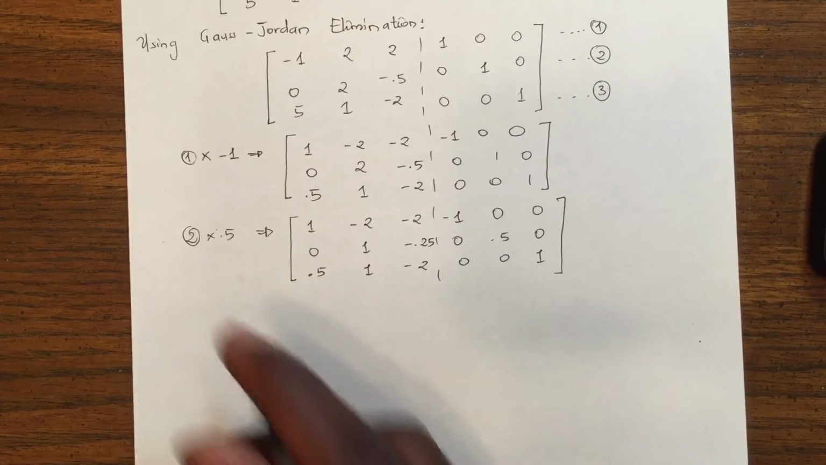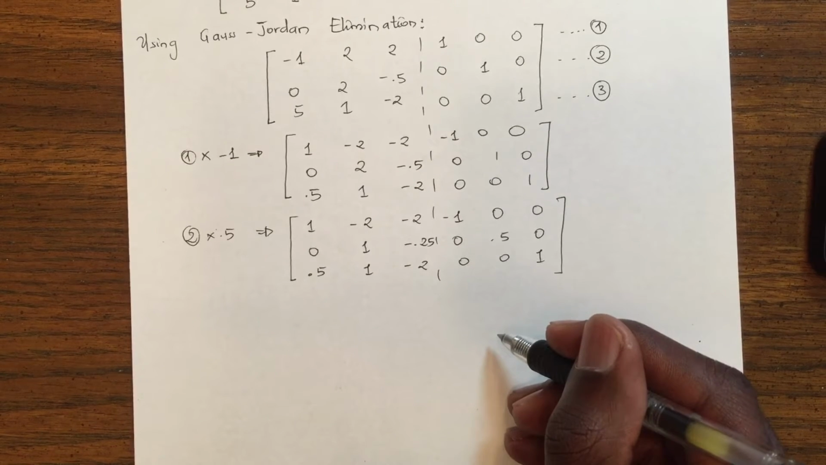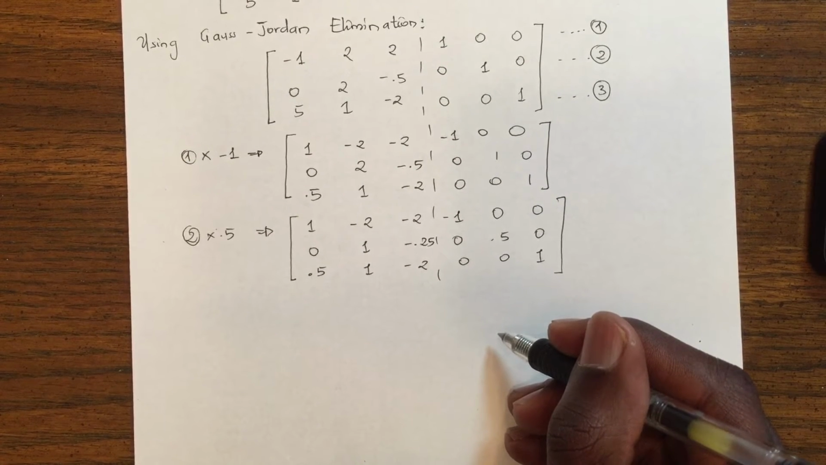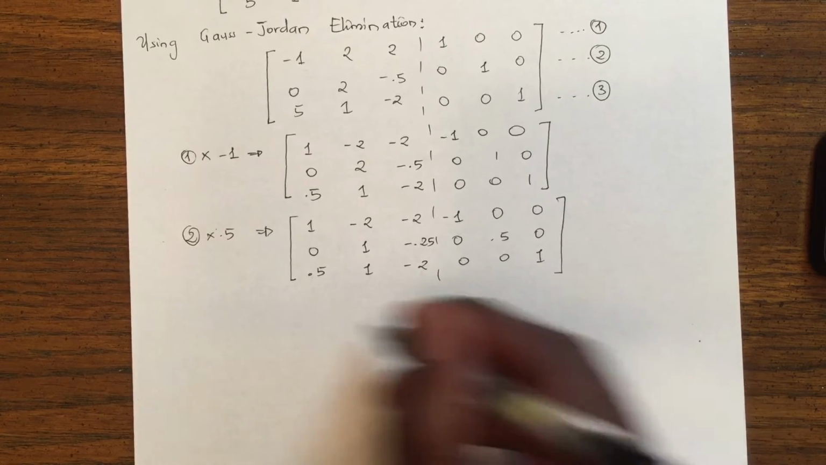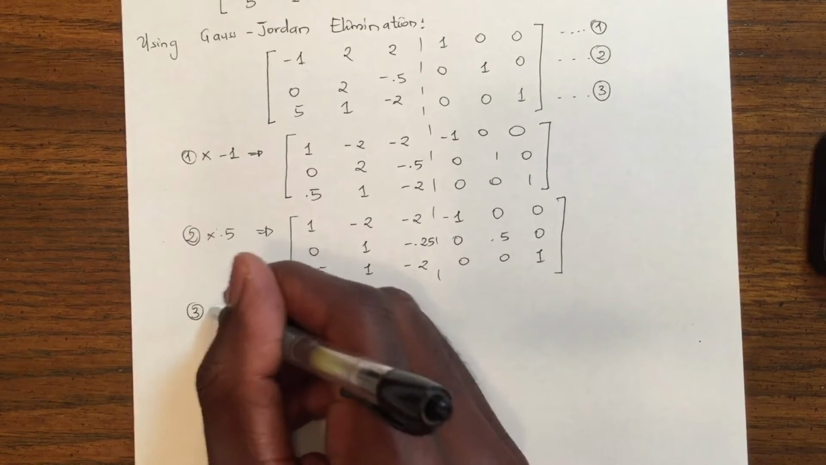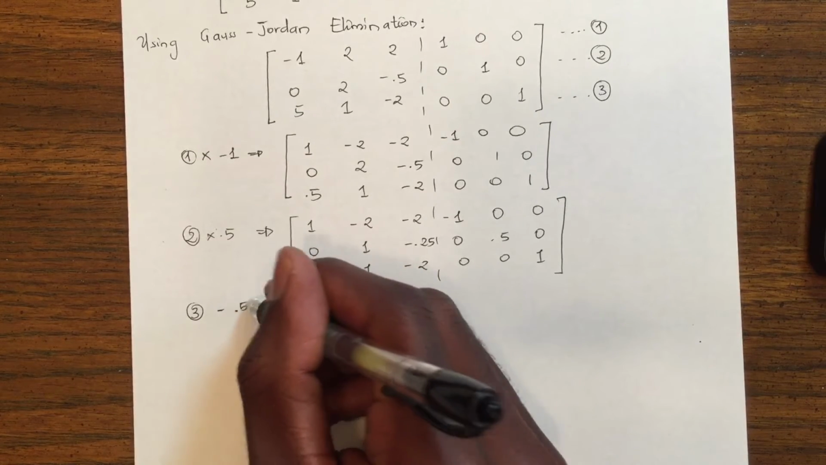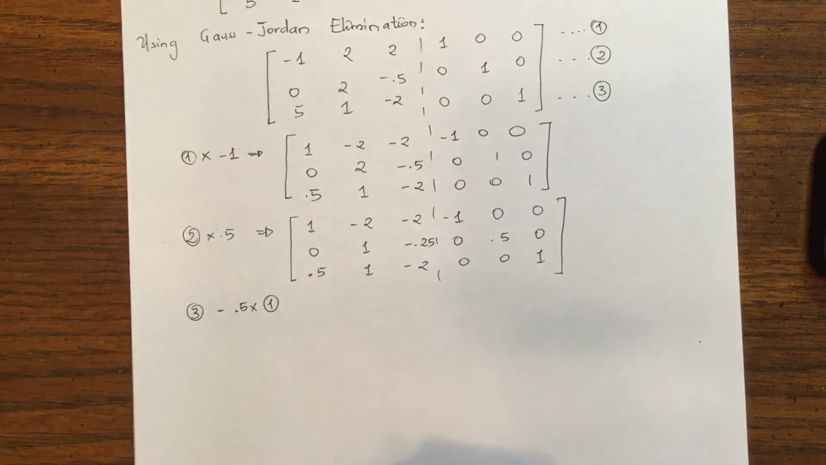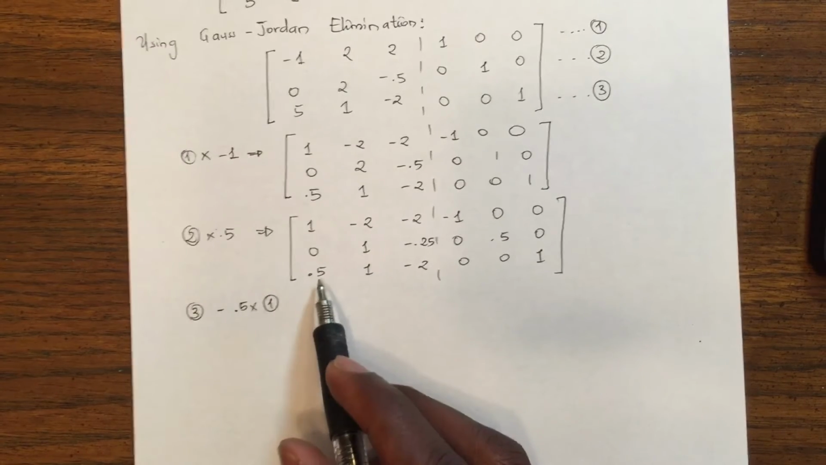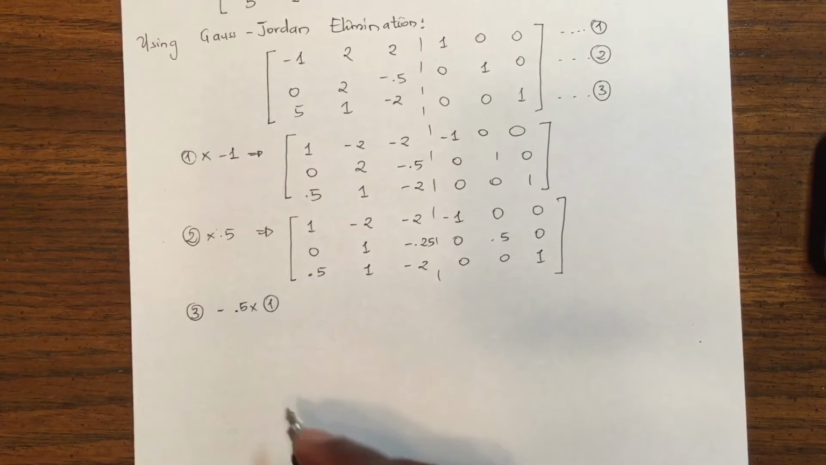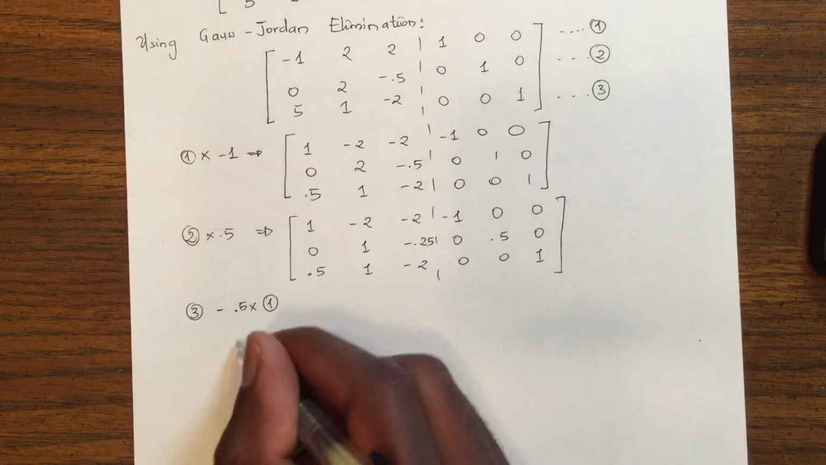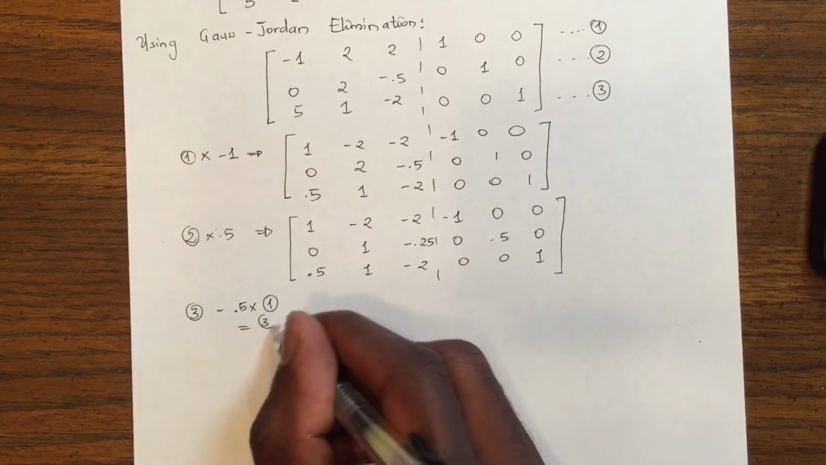Okay, so from there, what we're going to do in this case is take our third row and subtract 0.5 times our first row. That in essence is going to eliminate this right here. So that is going to become our third row.